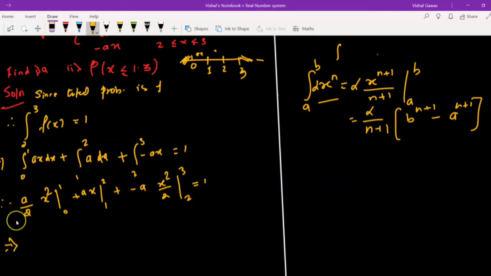This would imply that this is like a by 2 outside. Use the formula. This is equal to, take this out. This is b raised to n plus 1. So b here is 1, so 1 squared minus 0 squared, right?